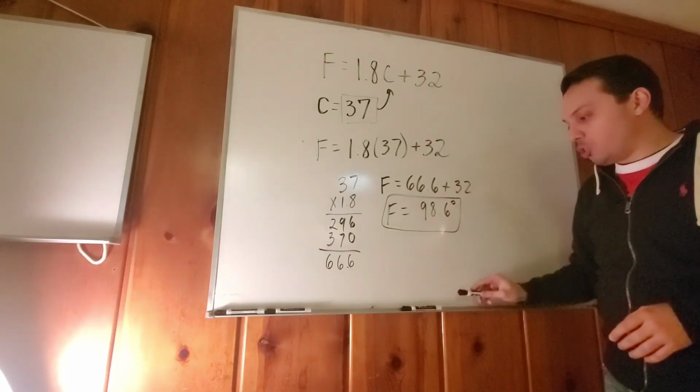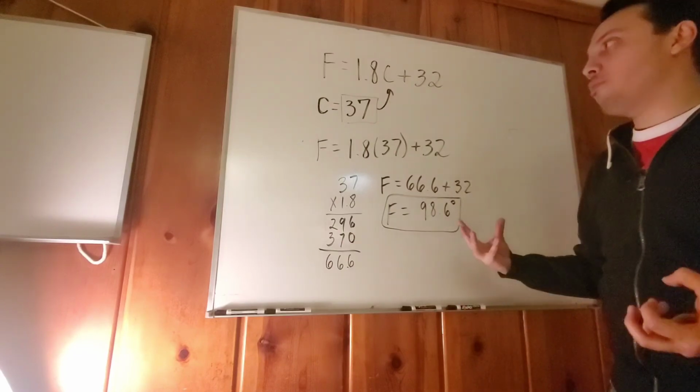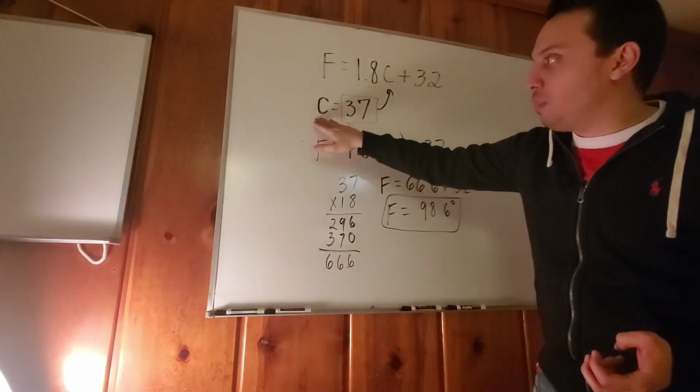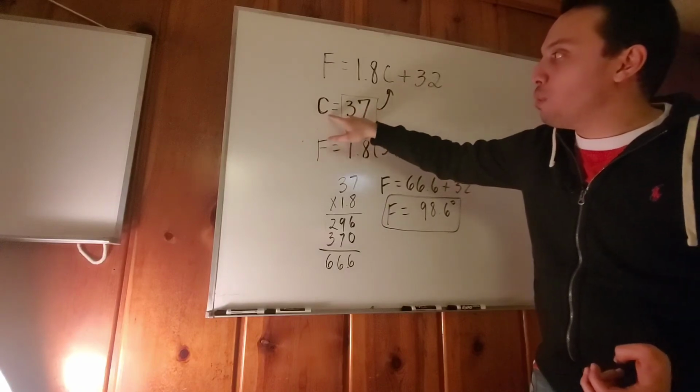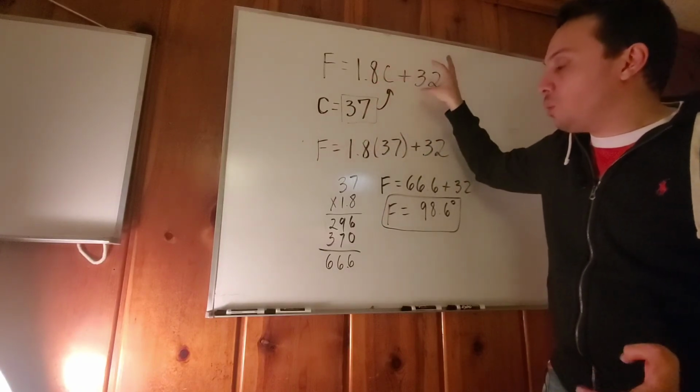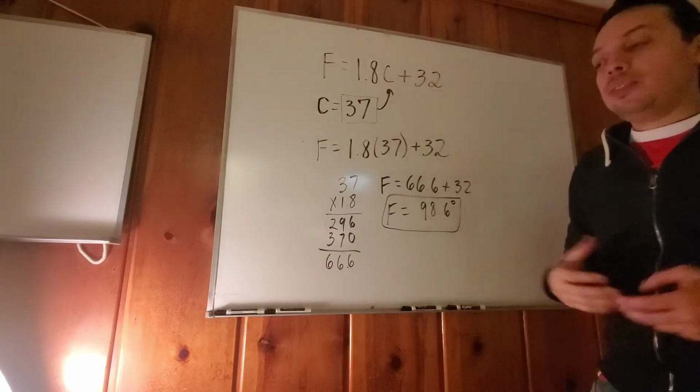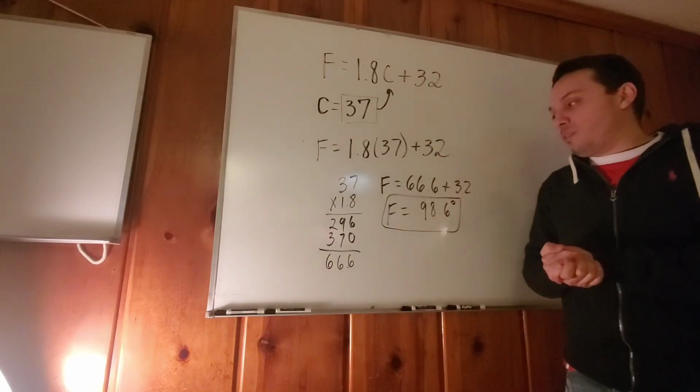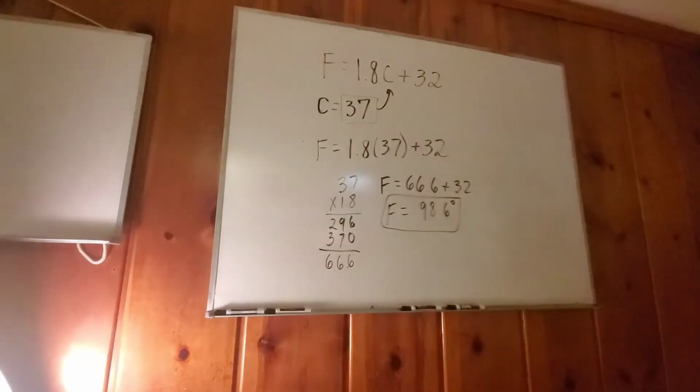So that is pretty much it for today's lesson. All you have to understand is that if they give you something like C equals 37, you're supposed to put 37 instead of the C in the first equation and then just do the math and you will find what it is. Okay? I'm going to check that I got the right answer. Oh, I got the right answer.